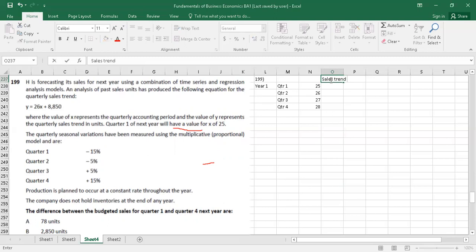Sales trend, since the analysis of the past sales units, so this is in terms of units. What's the equation? The equation says Y is equal to 8,850 plus 26X. So here it would be 8,850 plus 26 into the value 25 for this one. And here it will be 8,850 plus 26 into 28.